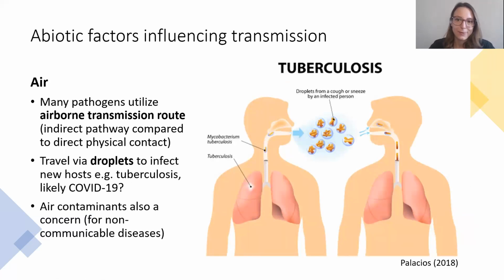Now, another factor is, of course, air. Many pathogens do utilize the airborne transmission route, which is an indirect pathway compared to something like physical contact, which we talked a little bit about yesterday. So usually a pathogen will travel via droplets to infect a new host. This is the case with something like tuberculosis and most likely COVID, although there is this sort of question mark nowadays with COVID in terms of whether it can become an airborne virus in some unique circumstances. But this is to say that, yes, the airborne transmission route is a pretty important one for many pathogens.